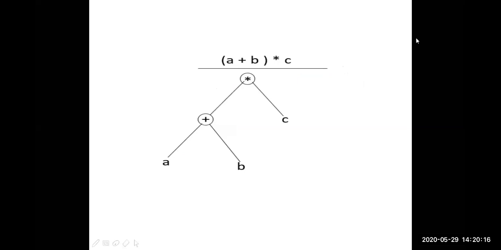For example, if there is any line like this, A plus B star C, the parse tree will be like this. For the formula A plus B star C, generally the parse tree will be like this. In this expression, first which one has to be performed? First A plus B has to be performed. So first A plus B. Then the result of A plus B is multiplied with C. So A plus B star C.